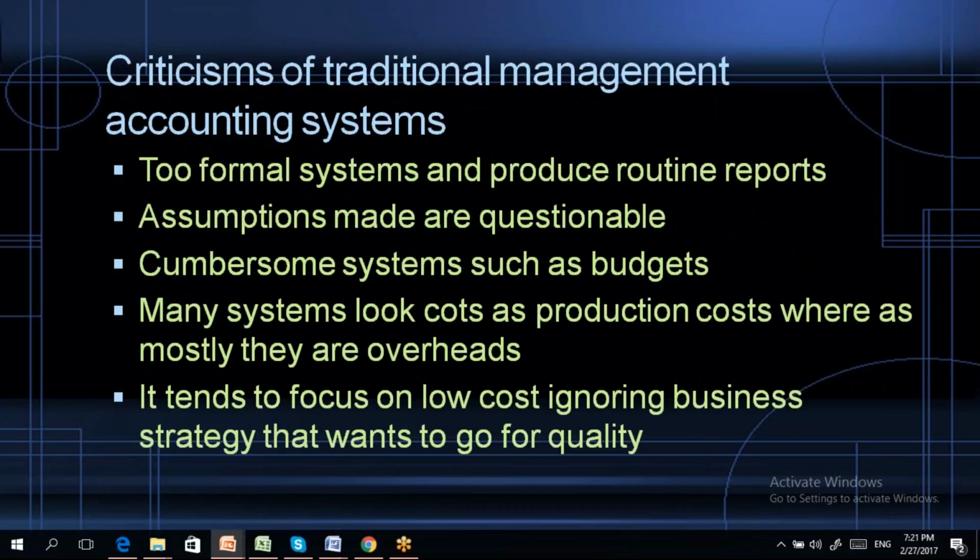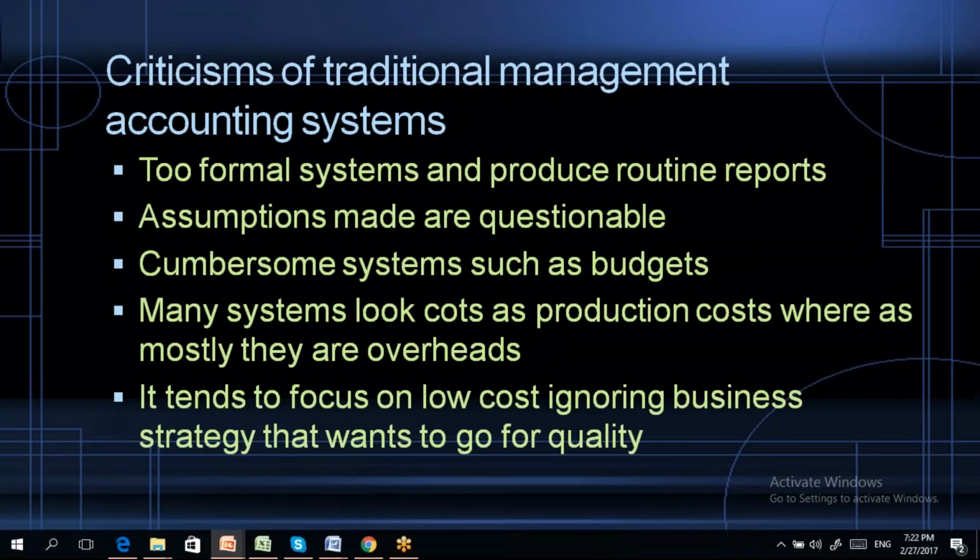So basically the criticisms of the traditional management accounting system, what we just discussed: it is too formal and it produces very routine reports. Every month you get a variance analysis, every month you get the cost report. No one is very interested even in looking at those reports. Sometimes the assumptions that we have made are very questionable. We apportion the rent on the basis of machine hours, and people can argue, how can the rent move with the machine hours?